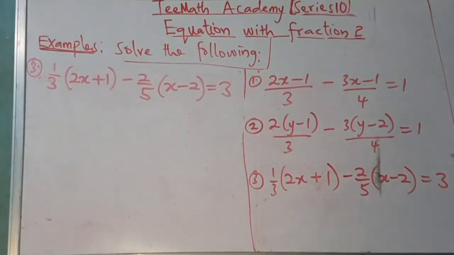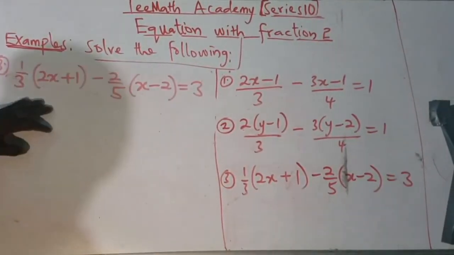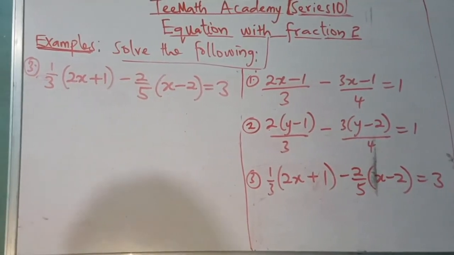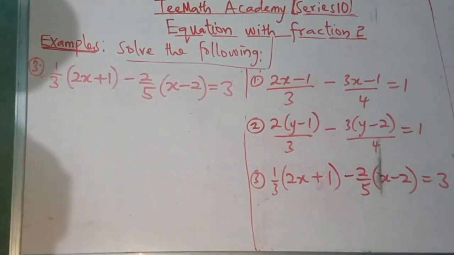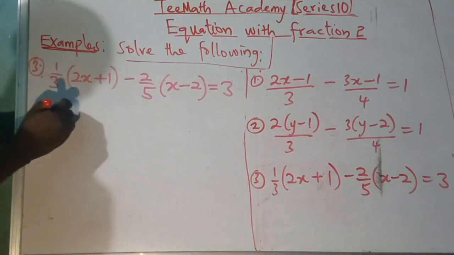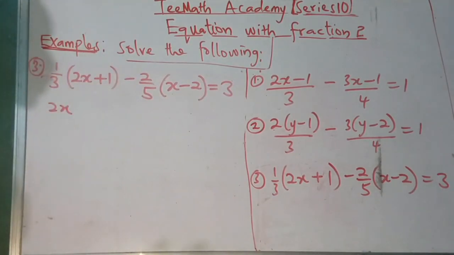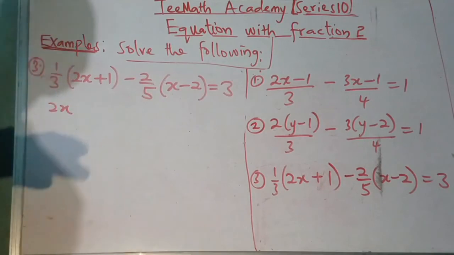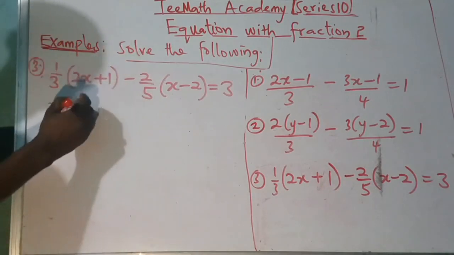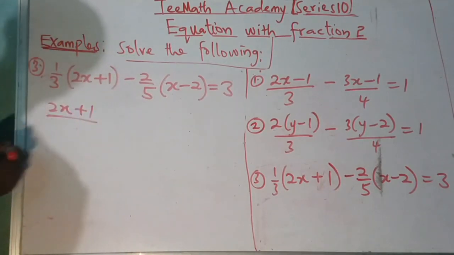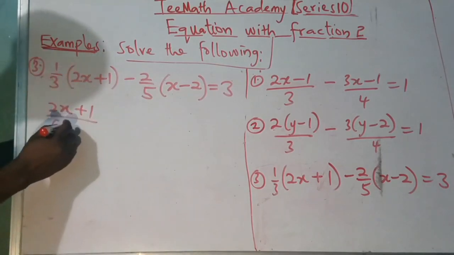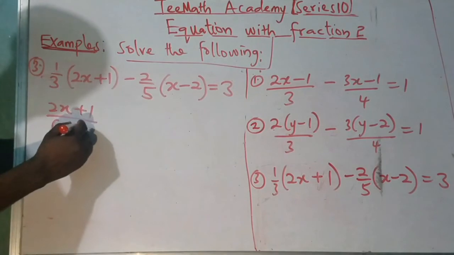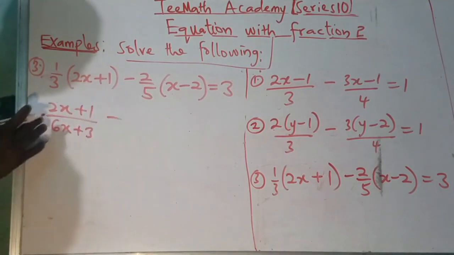Number 3 is this. Now some students will want to remove the bracket here. They will say 1 times 2x, that is 2x. Like I told you, when you see any bracket, the first thing is to remove the bracket. So 1 times this, that will be plus 1 over, some students will say 3 times 2x, 6x, 3 times 1, that is 3. That is very, very wrong.